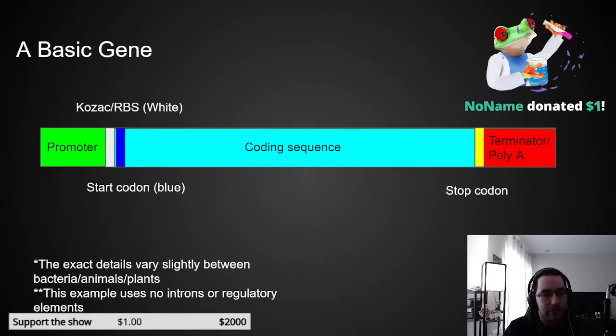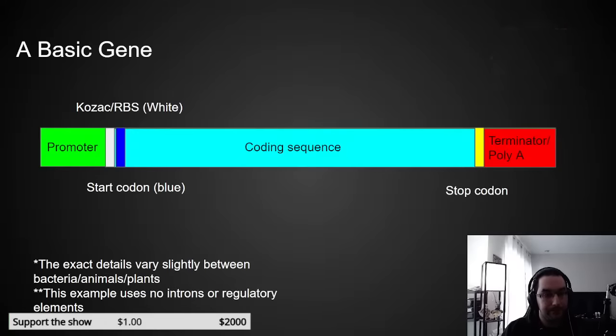But starting at the basics, a promoter is where DNA transcription will start. The next thing that is really important to notice is the Kozak/ribosome binding site. The reason there's two different names here is because this changes depending on what type of organism you're talking about. So you've got to remember that I'm going to be making a lot of generalizations here, but DNA and the way that it's handled is actually subtly different if we're talking about, say, a bacteria versus an animal cell.